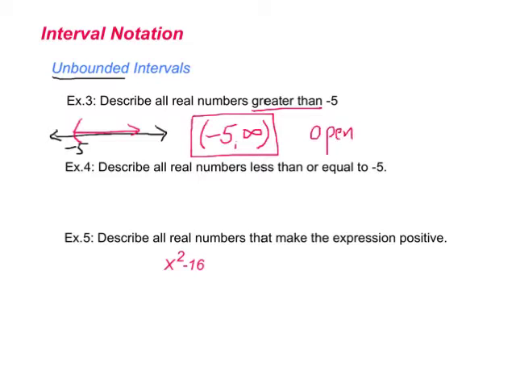Next we want to describe all real numbers that are less than or equal to -5. So our picture looks like this. Let's slide -5 over here. And it's "or equal to," so we're going to put a hard bracket here at -5. And we're going to draw an arrow to the left. Nice sloppy arrow here. And so this goes down to negative infinity.